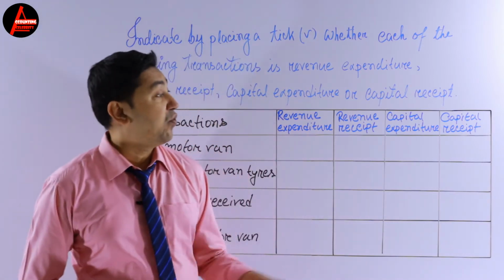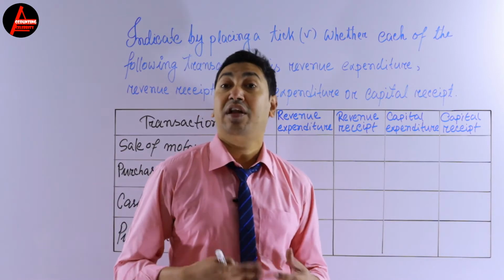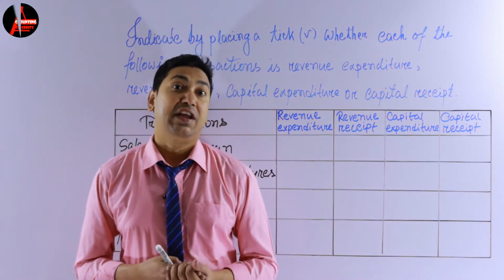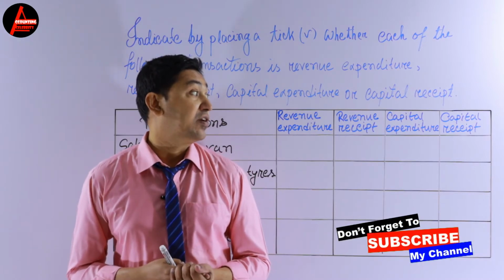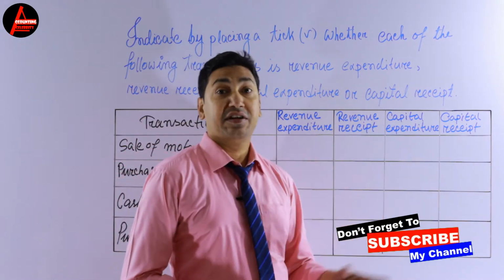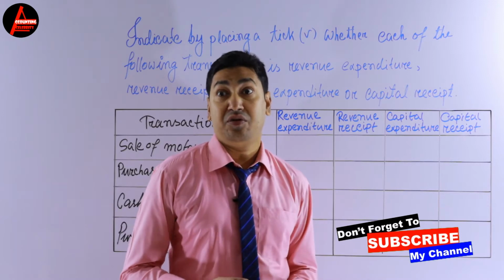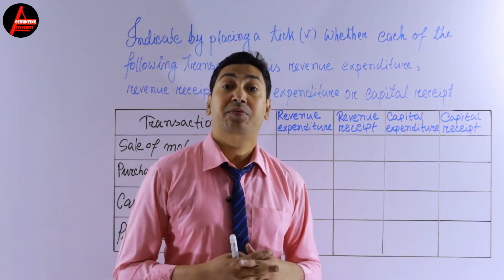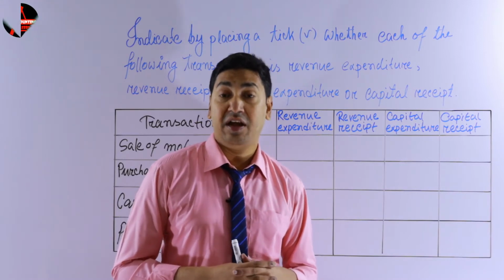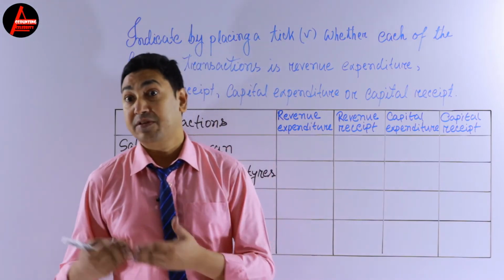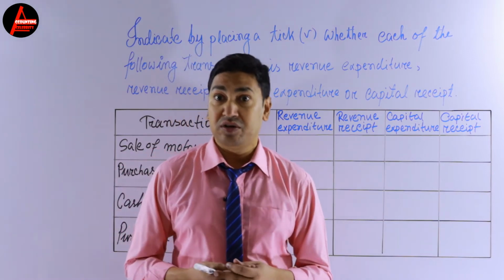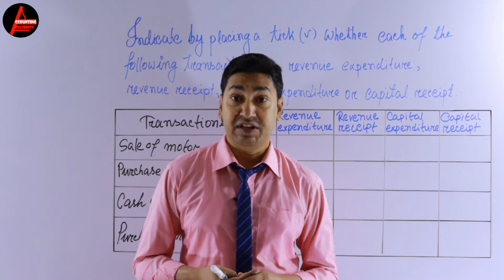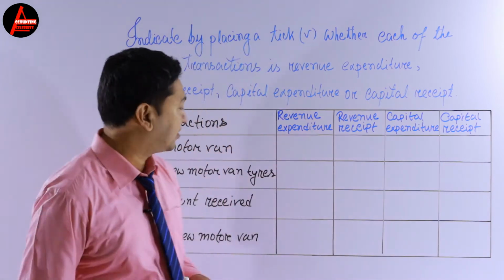So what about capital expenditure? When a business purchases a non-current asset for long-term use, that will be your capital expenditure. Then we have capital receipt, when a business sells any kind of non-current asset, or if a business obtains a long-term loan, that will be capital receipt. Okay, let us do these transactions now.